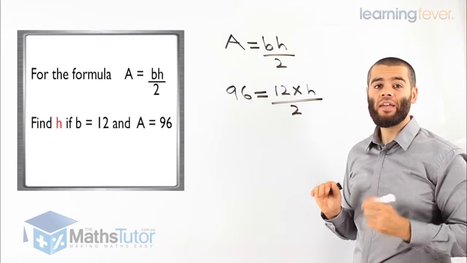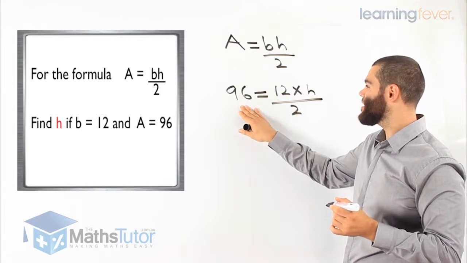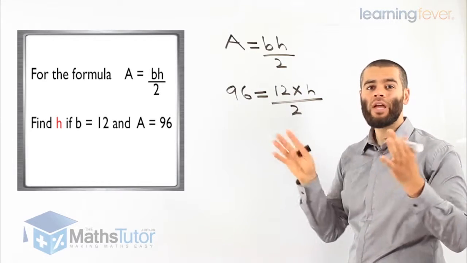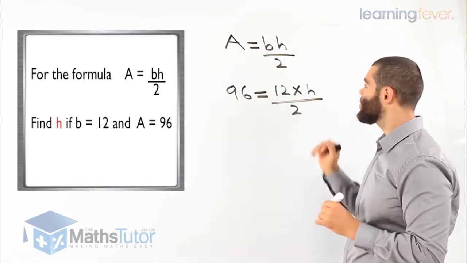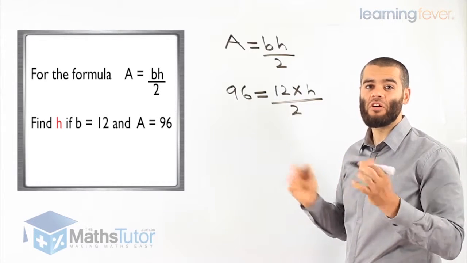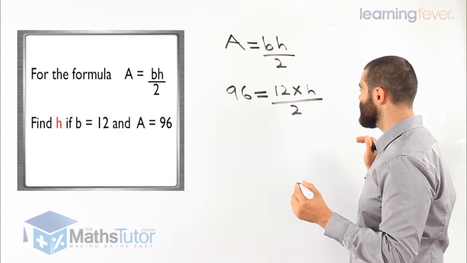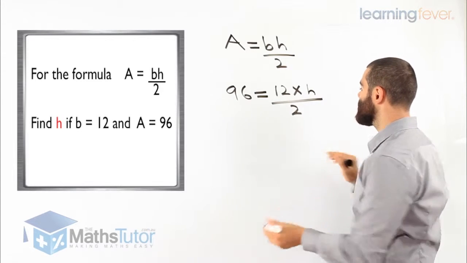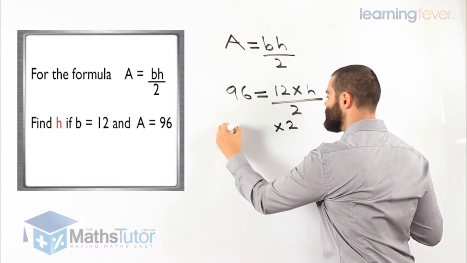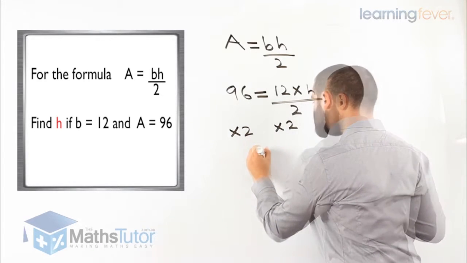So we have an equation. A is 96, B is 12 times H over 2. We have just created an equation. Simple. So the first step is to substitute. Now, simply, what do we do? We solve the equation. Where do we start? Divide by 2 is times 2 on both sides. Times 2, times 2.